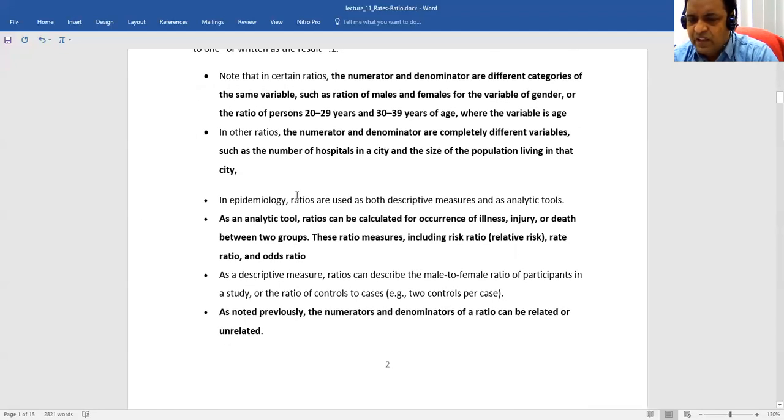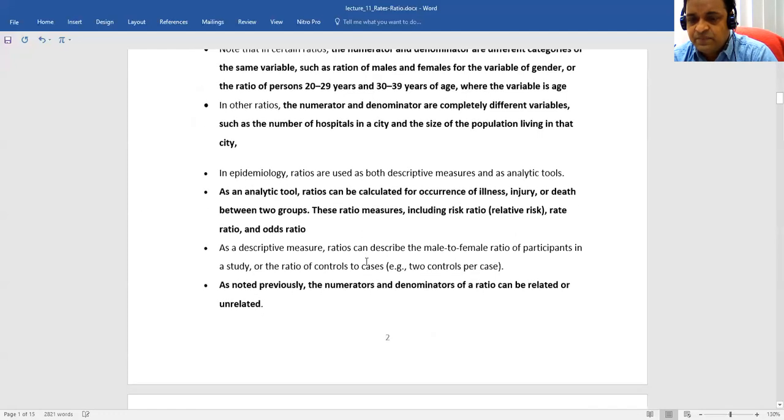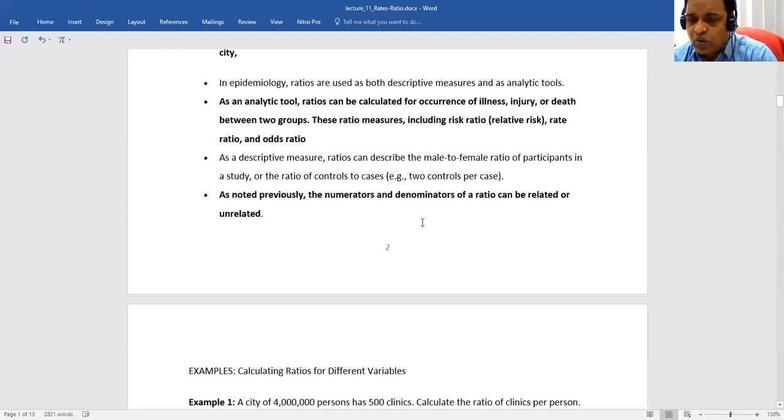It is very important in epidemiological study. We can use the ratio for the risk ratio, rate ratio, or odds ratio. We will learn more about the odds ratio, which is a very important measure for biostatistics and epidemiological study. Okay. So as I told before, for the ratio, the denominator and numerator can be the same or different. They may be related or may not be related.